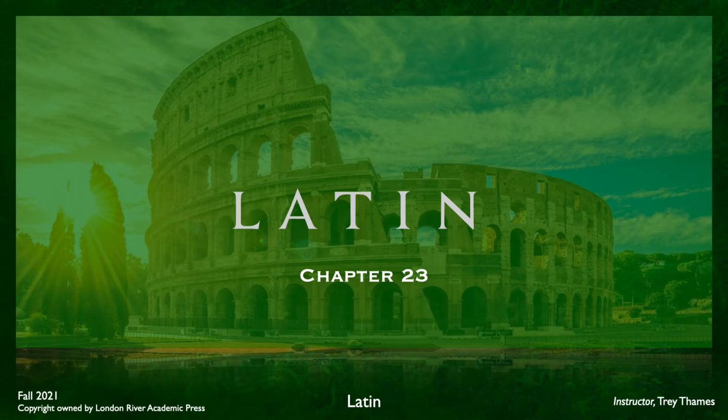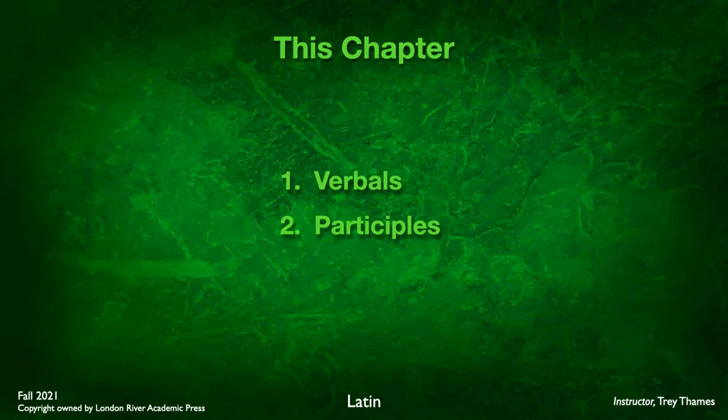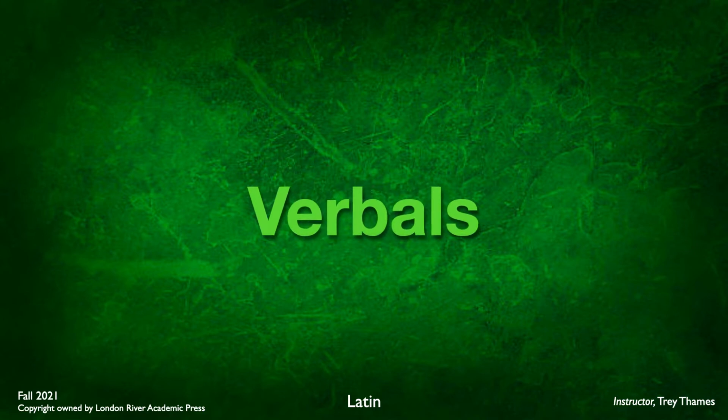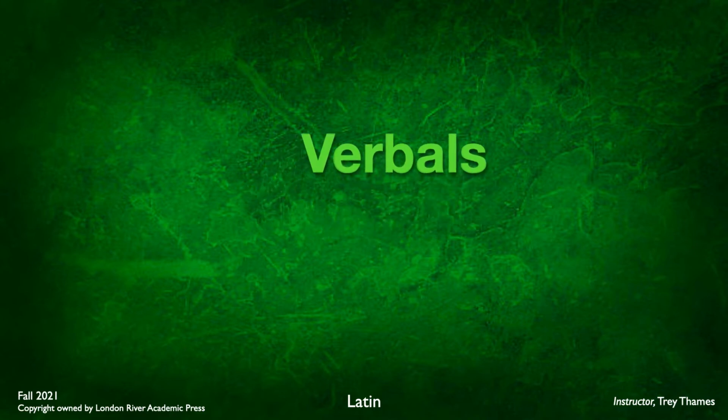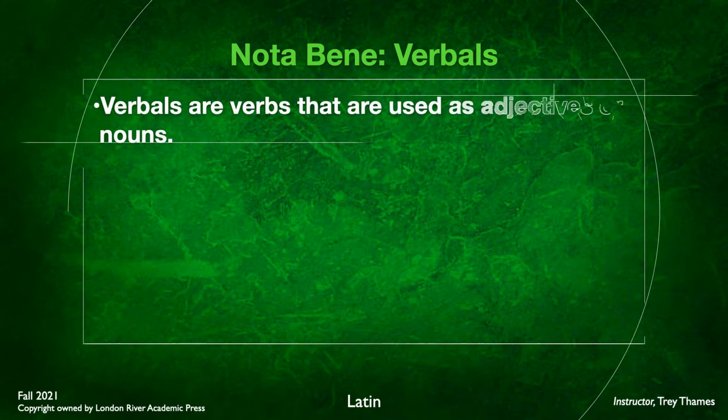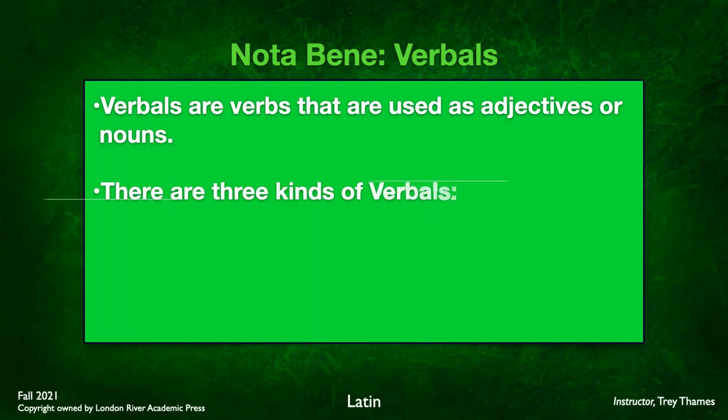Welcome to Wheelock's Latin, chapter 23. In this chapter, we're going to be looking at verbals and more specifically, participles. Now, let's talk about verbals. What exactly is a verbal? Well, nota bene, verbals are verbs that are used as adjectives or nouns.